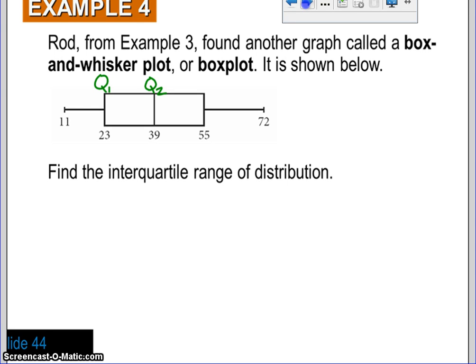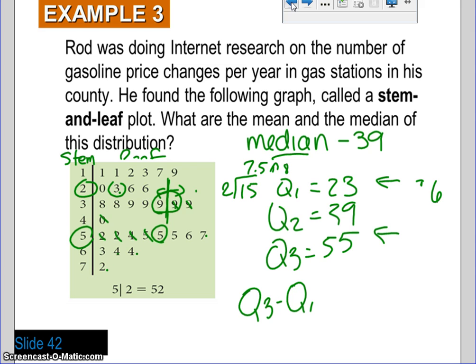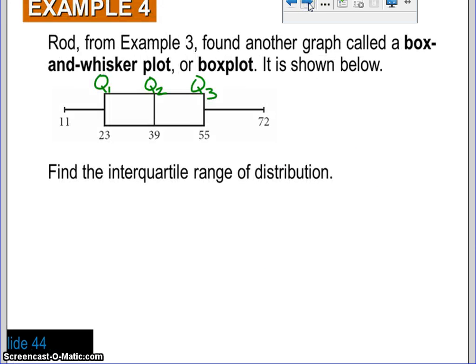So here 23 is quartile 1, and quartile 3 is 55. And again, if we look back to our data, we have 23 and 55. So some people enjoy looking at the stem and leaf plot better, some like the box and whisker plot. For this particular example, I think that the box and whisker plot is a little bit easier to read.